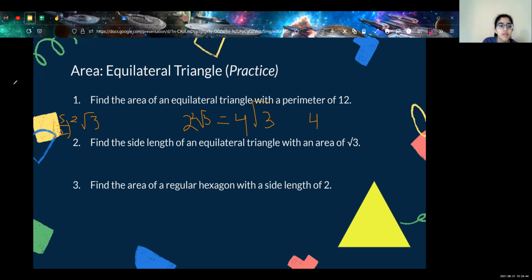Make sure you're using this formula over here. And remember that S just stands for the side length. And remember, this formula is side length over 2 squared times radical 3 equals area.